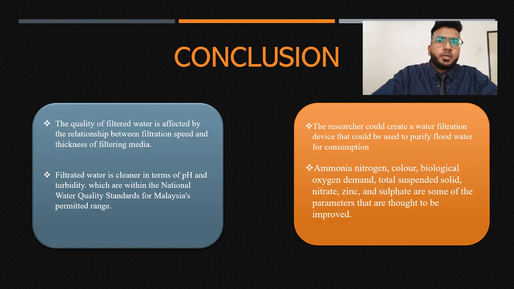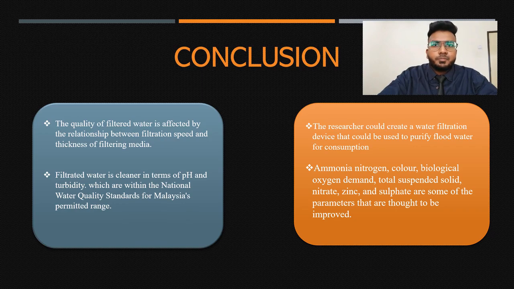For conclusion, the quality of filtered water is affected by the relationship between filtration flow rate and thickness of filtering medium. From the result obtained, the pH level and turbidity value for configuration 3 and configuration 6 gave better results compared to the water samples produced from the remaining configurations. Water will enter the sand pores since it has pores, and the thicker the sand, the larger the filtration output and the shorter the filtering rate. According to the results of the water filtration analysis, all filtered water is substantially cleaner in terms of pH and turbidity, which are within the national water quality standards for Malaysia.